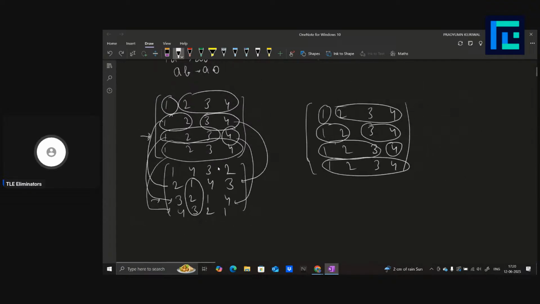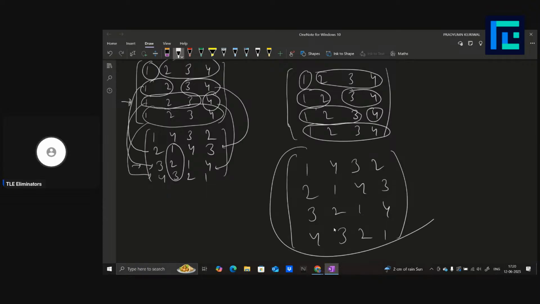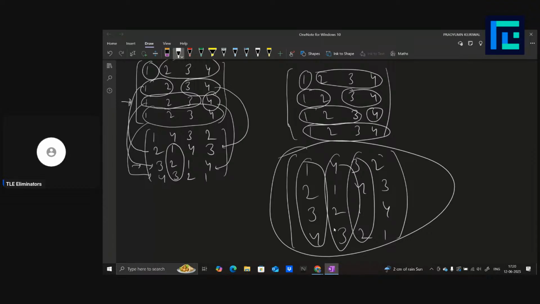Okay, so when I'm reversing these, it will become something like this. 1, then 2, 3, 4 I'm reversing, so it will become 4, 3, 2. Then I'm reversing this 2, 1 and 4, 3. Then I reverse this thing, so 3, 2, 1 and 4 right here. And I reverse this, so 4, 3, 2, 1. And as you can see, every column is a permutation. Okay, so that's how you can solve it.